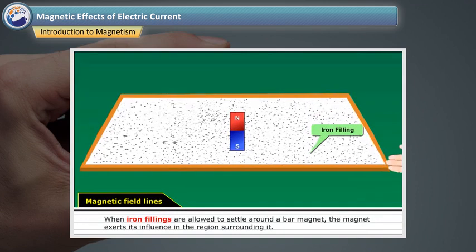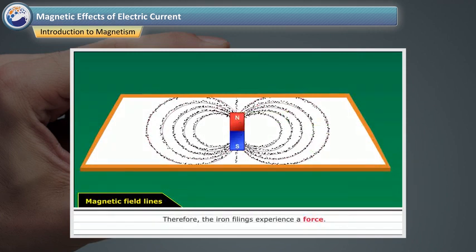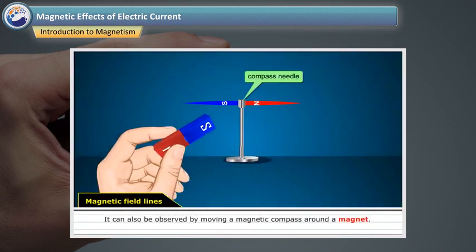When iron filings are allowed to settle around a bar magnet, the magnet exerts its influence in the region surrounding it. Therefore, the iron filings experience a force. The force thus exerted makes the iron filings arrange in a pattern. The region surrounding a magnet in which the force of the magnet can be detected is said to have a magnetic field. The lines along which the iron filings align themselves represent magnetic field lines. It can also be observed by moving a magnetic compass around a magnet.